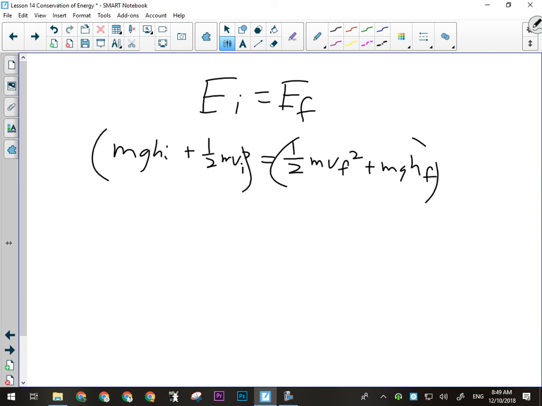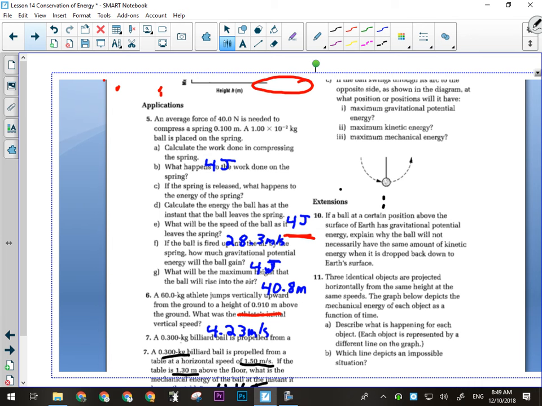Now, question number 5 is not that difficult, compared to the question where we had to do all that manipulating. It's a little bit more straightforward, and it involves a little bit of work-energy theorem. It tells us we're using an average force of 40 newtons to compress a spring 0.1 meters. So they gave us a force and a distance. If we have force and distance, can we calculate the amount of work done on the spring? That's going to be the mechanical energy of the spring-ball system from there out.